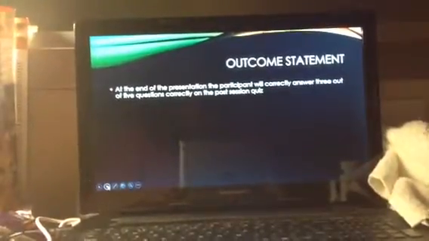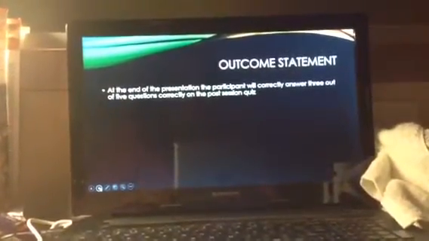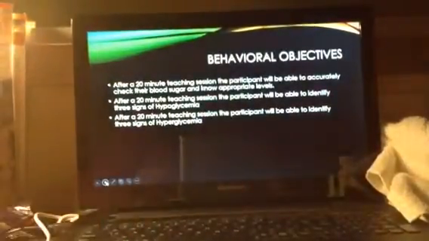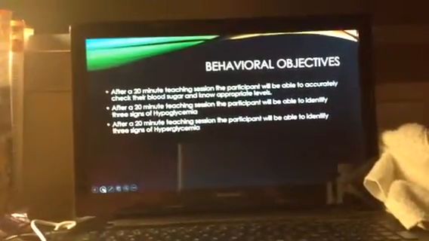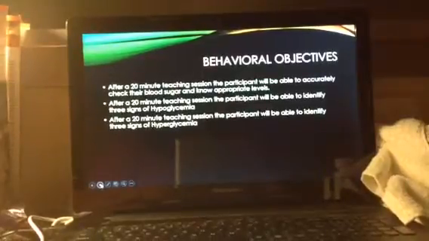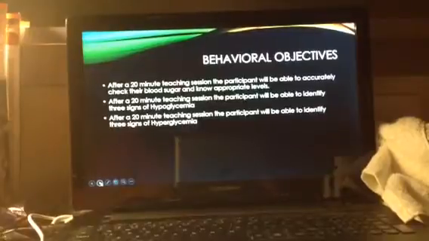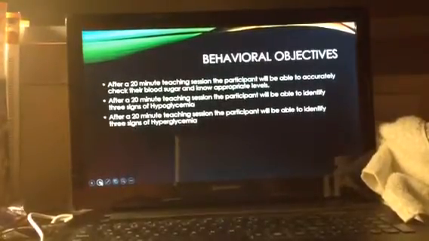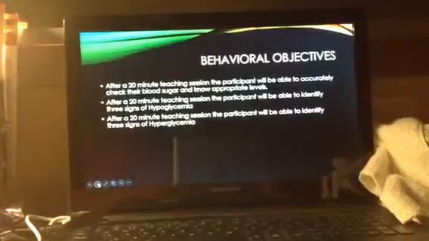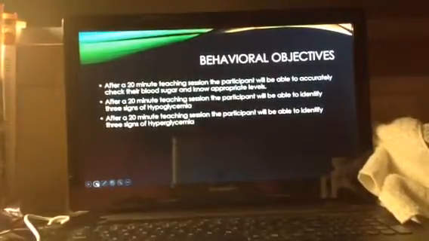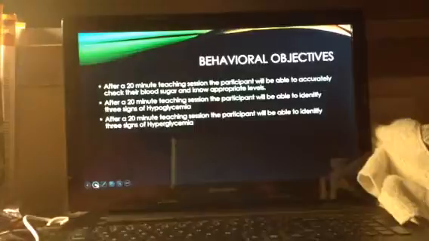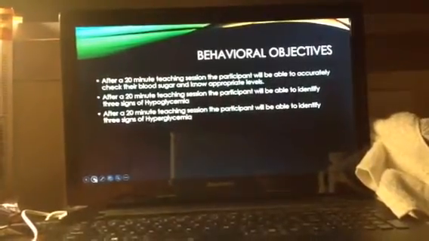Outcome statement. At the end of the presentation, the participant will correctly answer 3 out of 5 questions correctly on the post-session quiz. Behavioral objectives. After a 20-minute teaching session, the participant will be able to accurately check their blood sugar and know the appropriate levels. After a 20-minute teaching session, the participant will be able to identify 3 signs of hypoglycemia. After a 20-minute teaching session, the participant will be able to identify 3 signs of hyperglycemia.